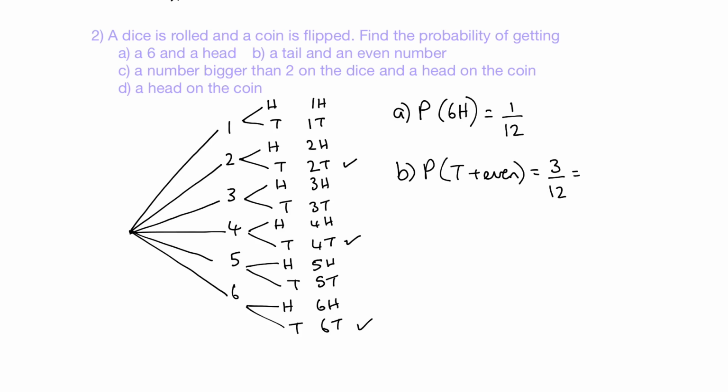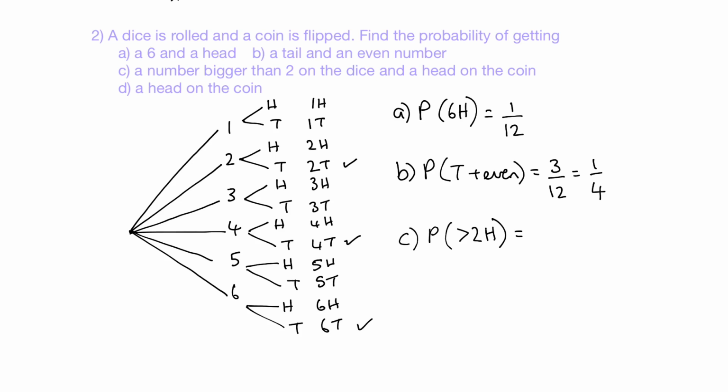And like we were looking at yesterday, this fraction will cancel, will simplify, because 3 and 12 are both in the 3 times table. So dividing top and bottom by 3, divide 3 by 3, you get 1. Divide 12 by 3, you get 4. So that probability is 3/12, which is the same as 1/4. Then part C, a number bigger than 2 on the dice and a head on the coin.